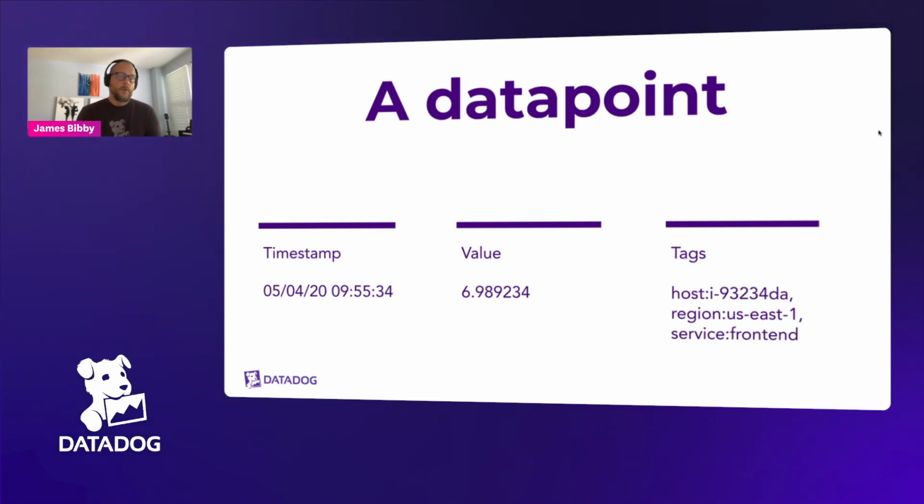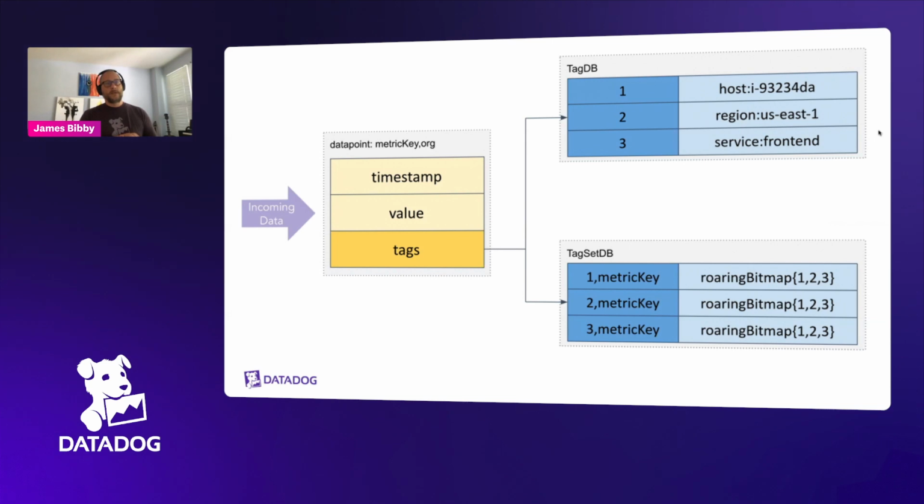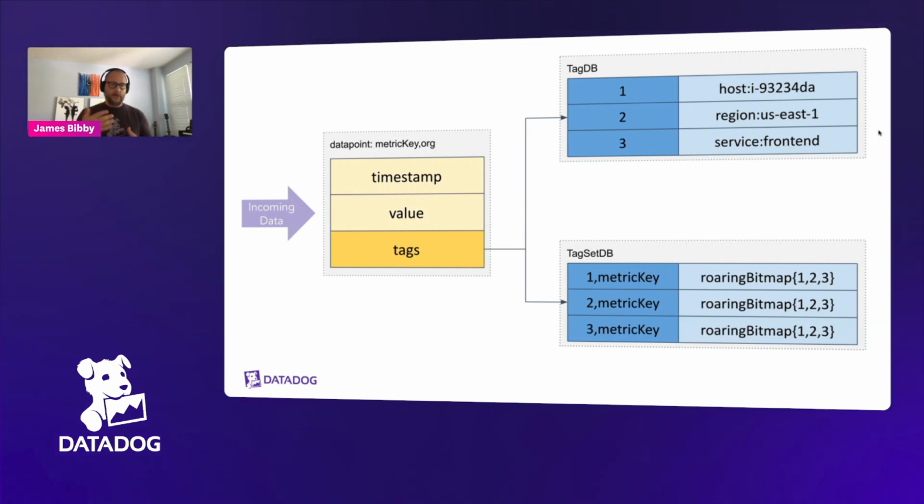And so when we see one of these, and we see a lot of them, as I hinted at the beginning, we want to take all those tags, split them apart, and start to create an index that we can search later. The way we have that implemented is with two different RocksDB databases that are correlated.